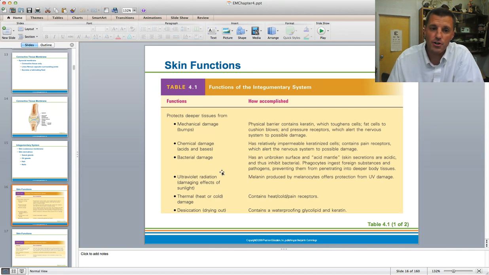What are some of the functions of skin? You don't have to write all this. I think this is from page 97 in your book. So why don't you flip your book open to that so you can take a closer look at it.